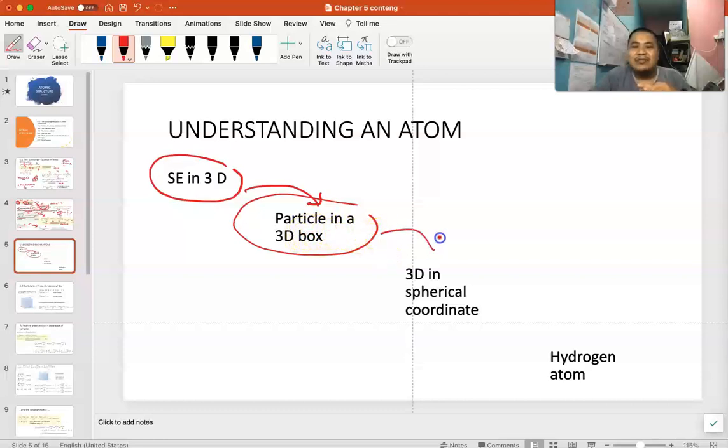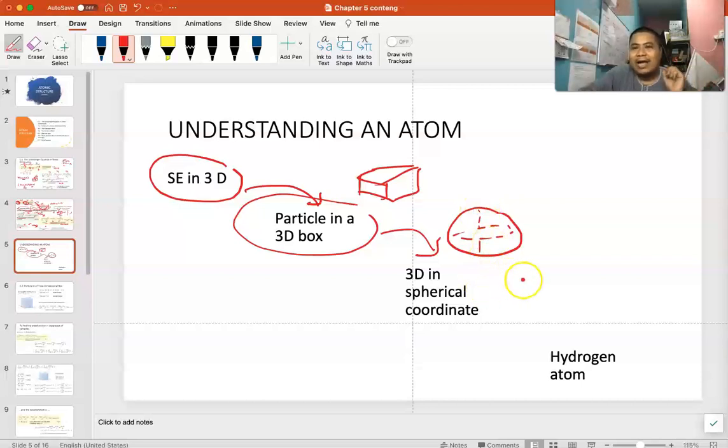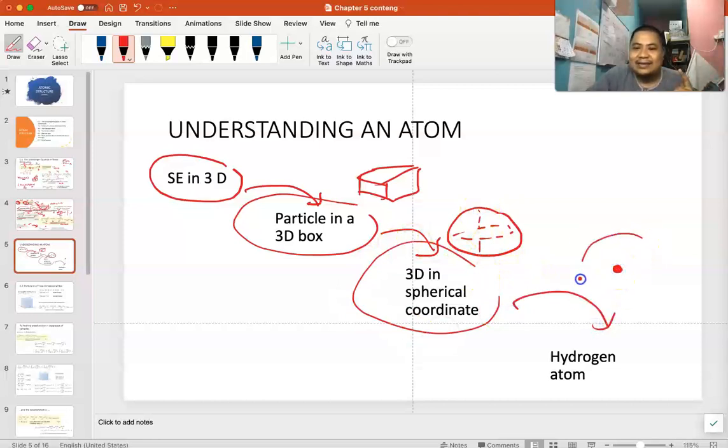And then we will actually change from box. So this is box. We will change it to spherical coordinates, because an atom is better considered in a spherical form. Okay. So we will do that later. Why do we want to do that? Because we want to understand the hydrogen atom.